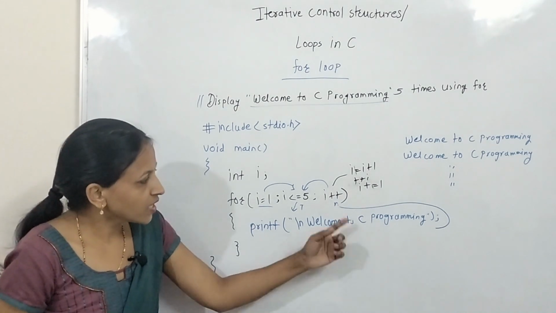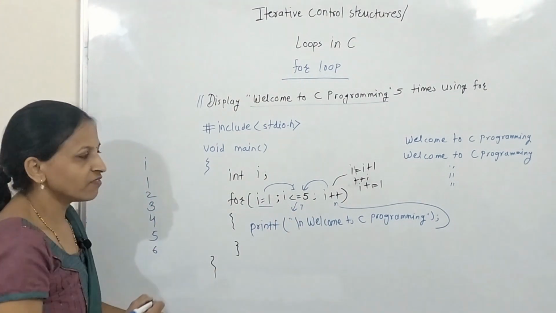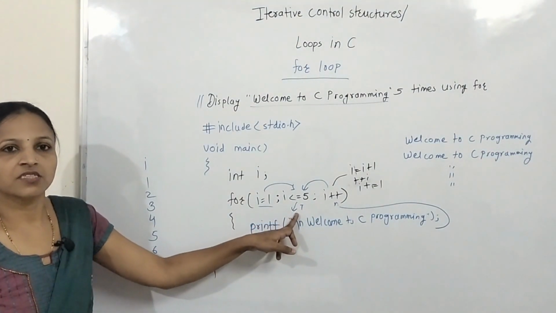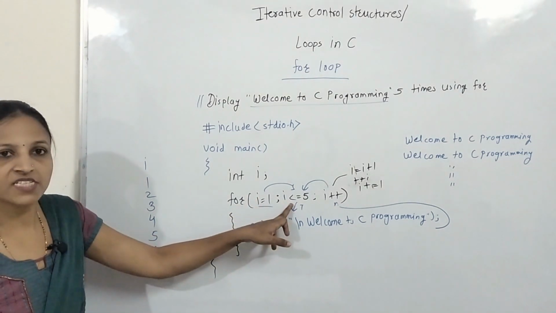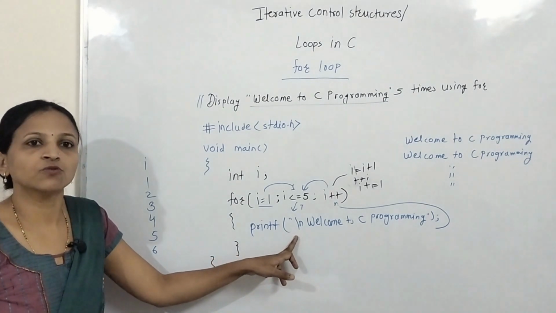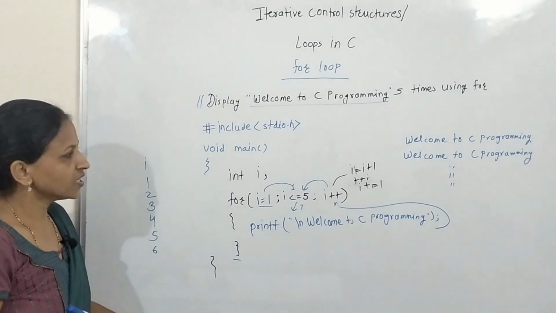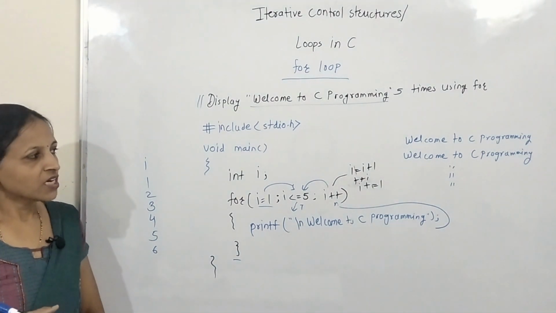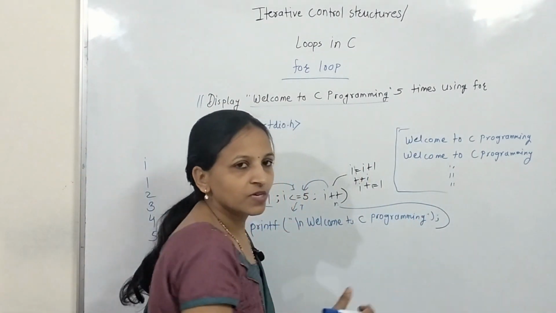Now again the update expression will get resolved, so the value of I will become 6 here, and then again this condition will be checked. Now this condition is false. That's why control will not come inside to execute the loop. Control will directly shift here, but there is no statement, so the program execution will stop. Here we have got the welcome to C programming message displayed 5 times.